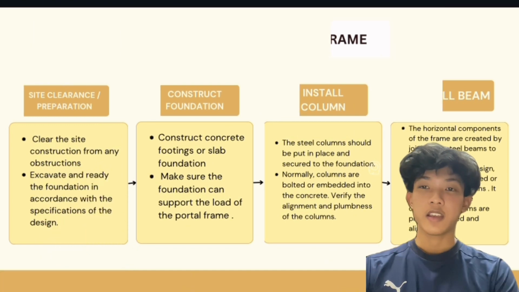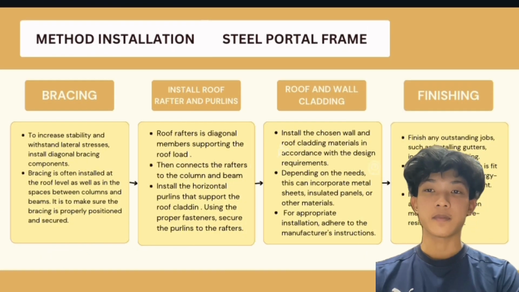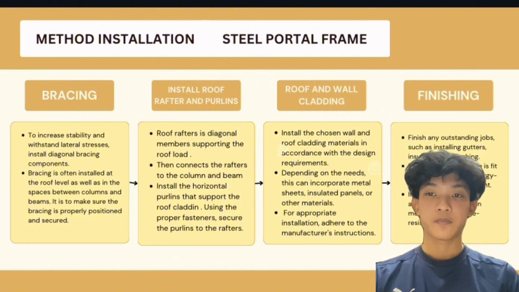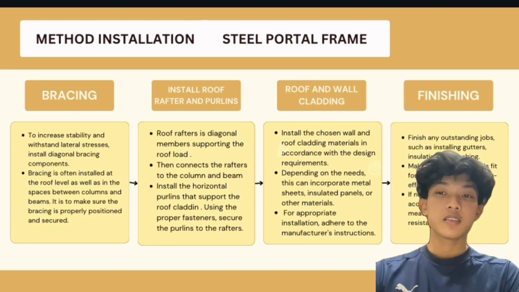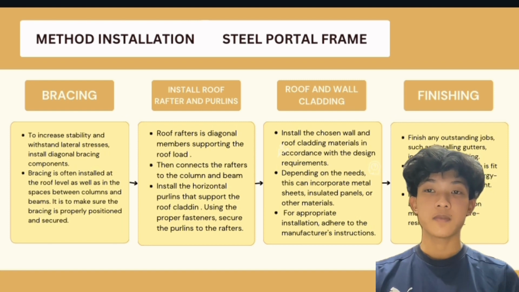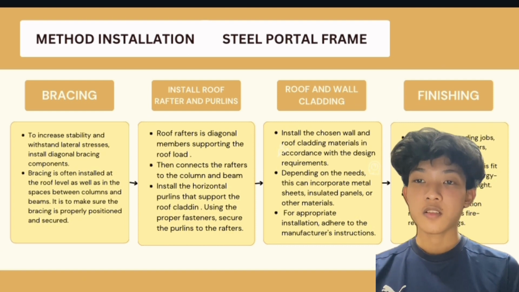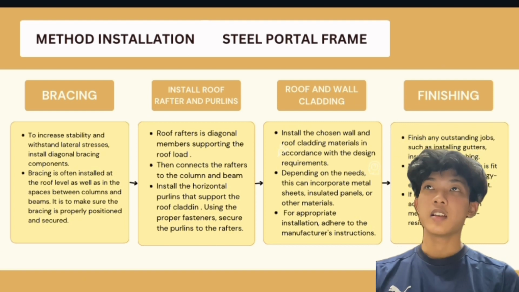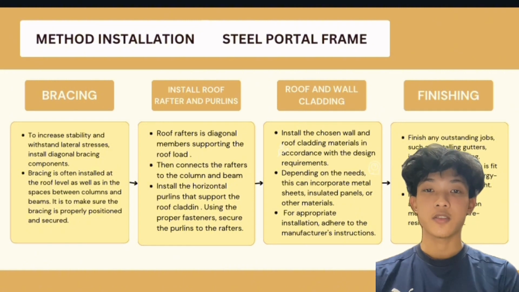And next, we do bracing. It is to increase the stability and withstand lateral stresses. We install diagonal bracing components. Bracing is often installed at the roof level as well as in the spaces between columns and beams. It is to make sure the bracing is properly positioned and secure.